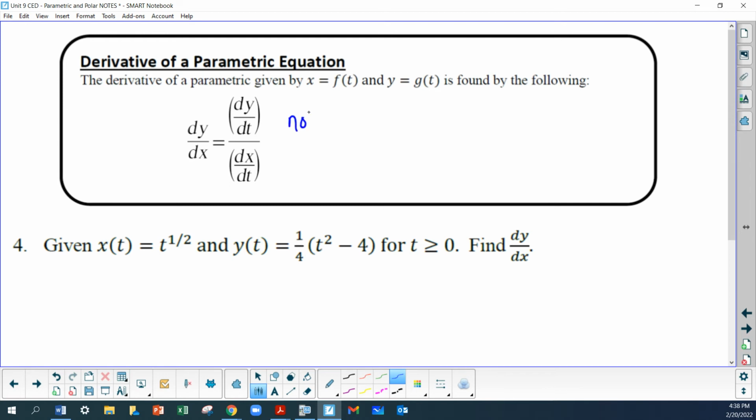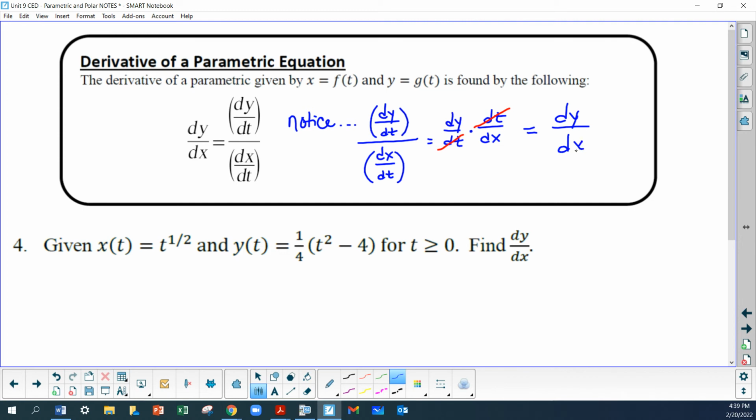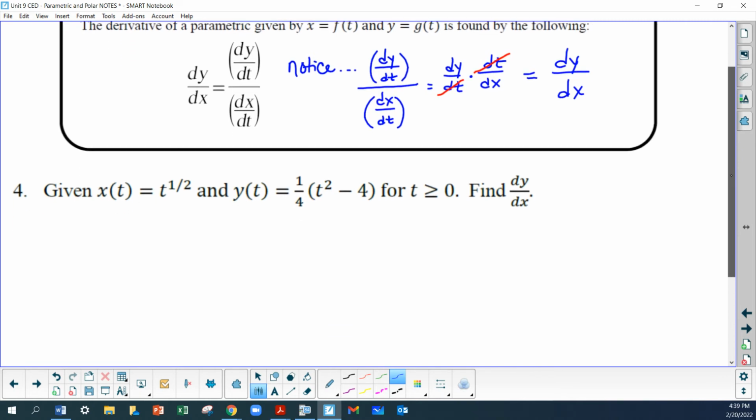Why does this work? Well, maybe just give yourself a little explanation here. Notice that if I take dy dt divided by dx dt, that would be like taking dy dt and multiplying it by the reciprocal of dx dt, which becomes dt dx. Look at this multiplication. We could take dt over dt and call it 1, and that leaves me dy dx. Yeah, that is how we're going to take our derivatives, and that is why it works.